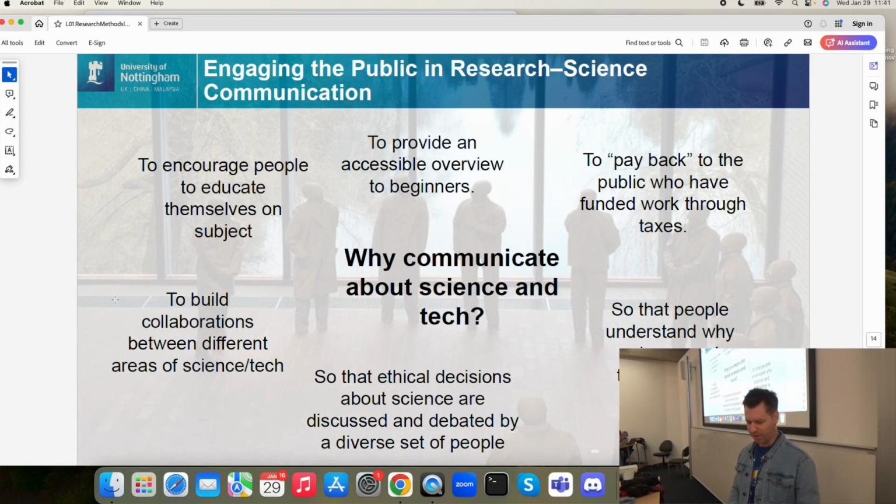To build collaborations between different areas of research. So that ethical decisions about science are discussed and debated by a diverse set of people. And so that people understand why science and technology is important. These are all good reasons to have this skill. This is another skill, by the way. It's multiple skills combined in coursework 1.